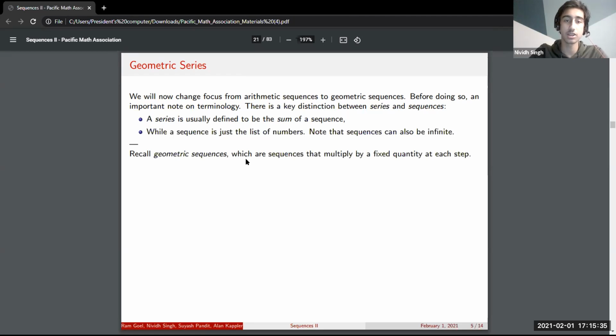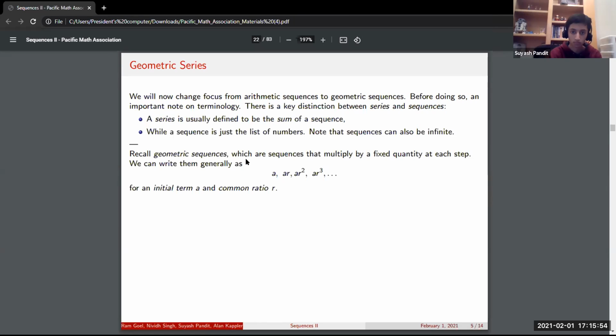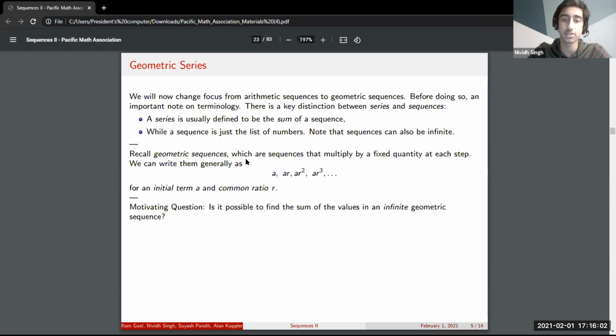So a geometric sequence is a sequence which is multiplied by a fixed quantity between each term. We generally write them as A, AR, AR squared, AR cubed, where A is the initial term and the common ratio is R. This is review from last time. So now we have to ask a question: is it possible to find the sum of the values of an infinite geometric sequence?